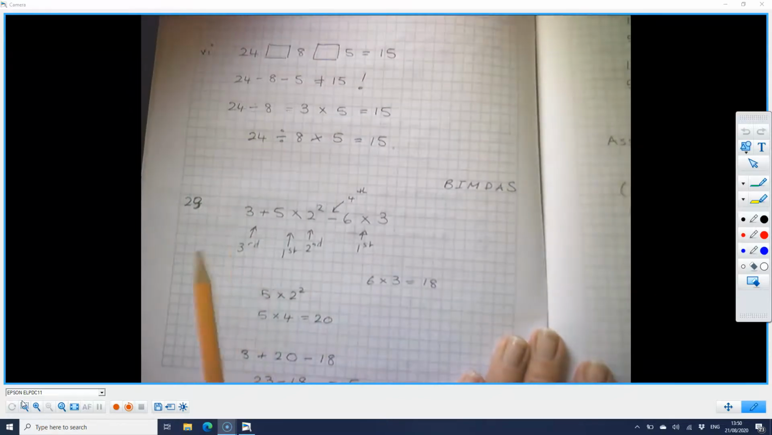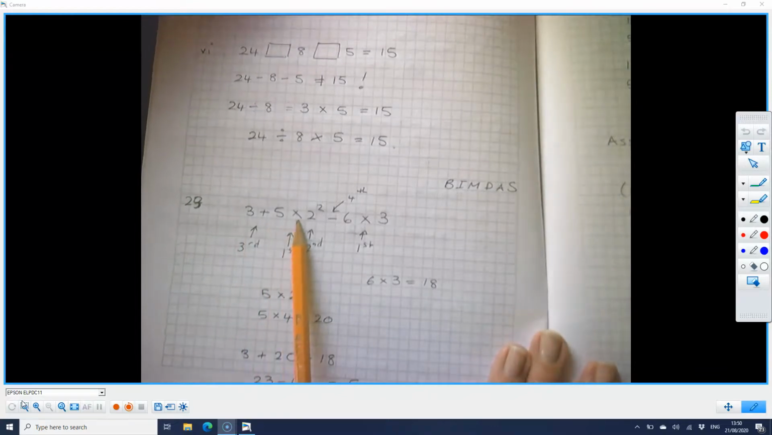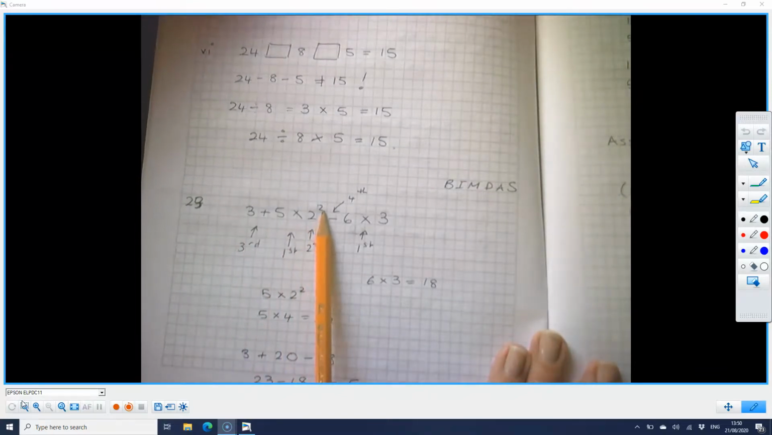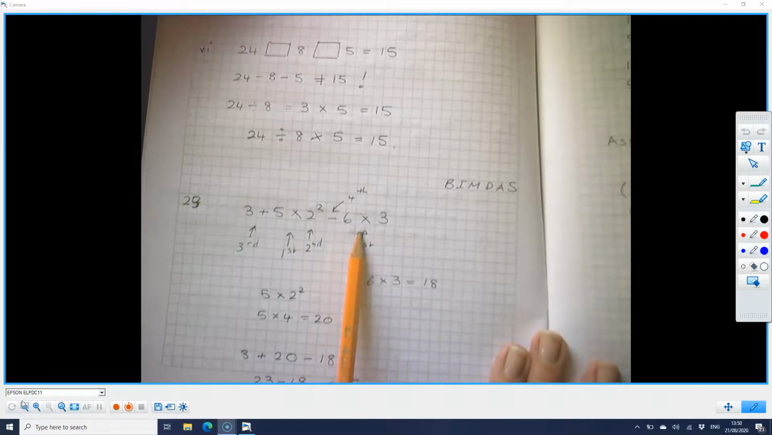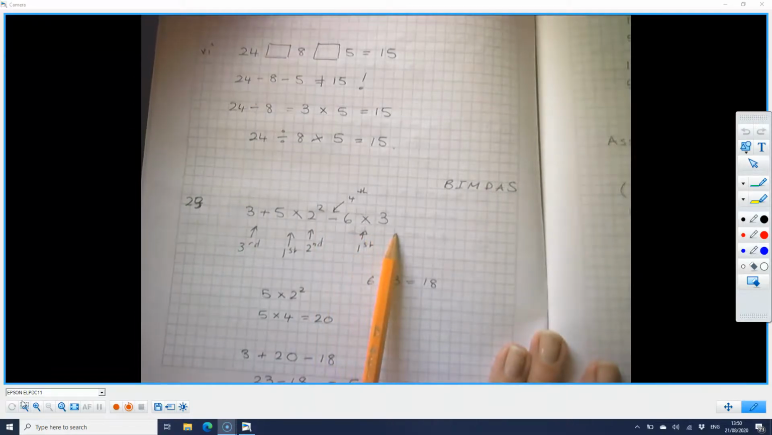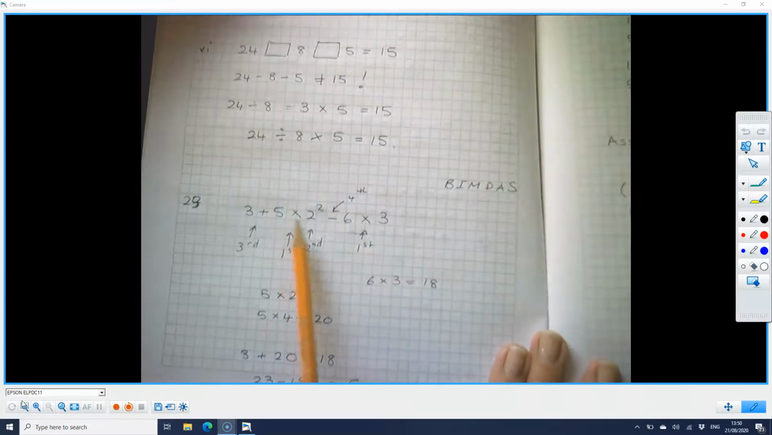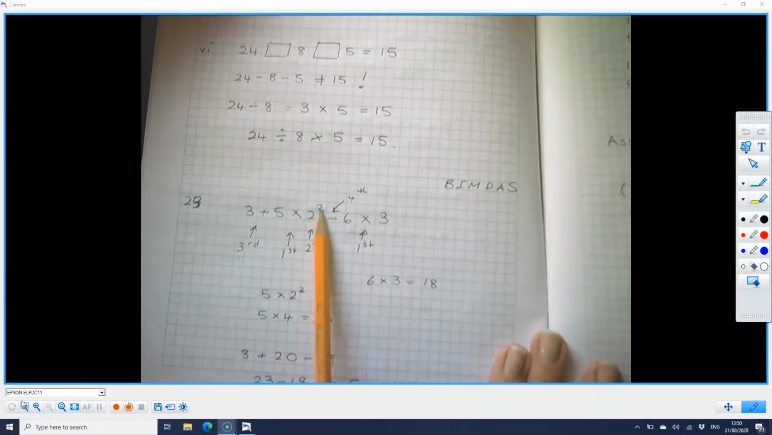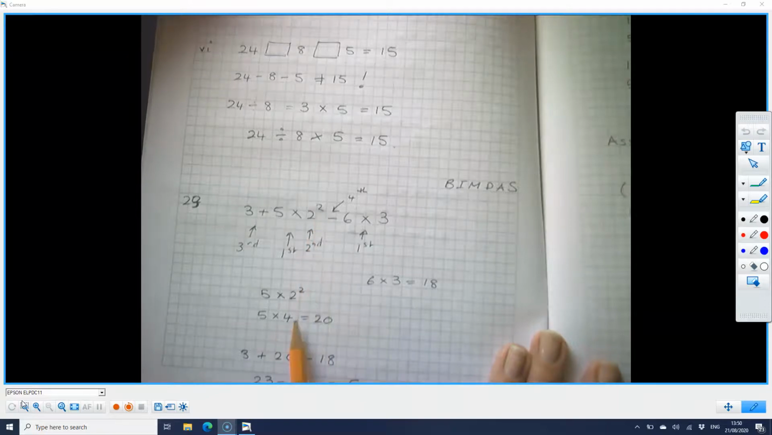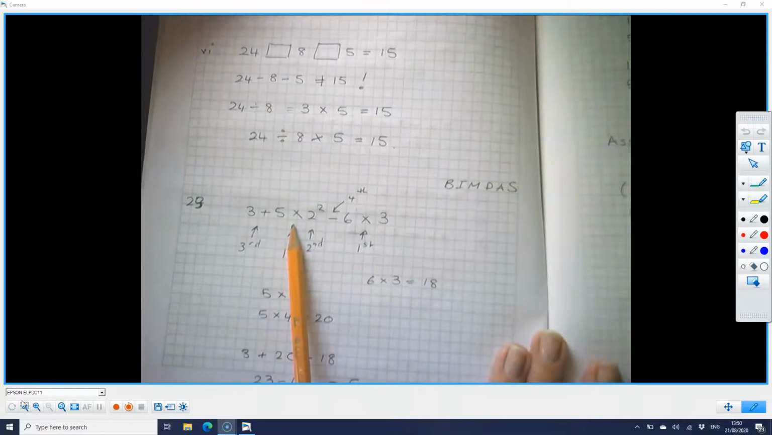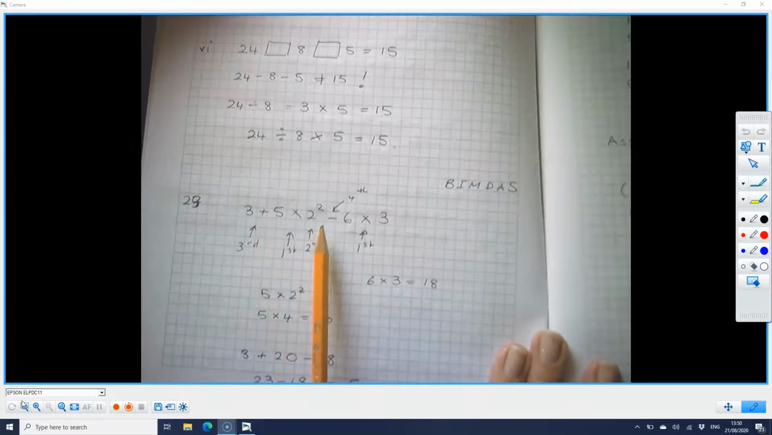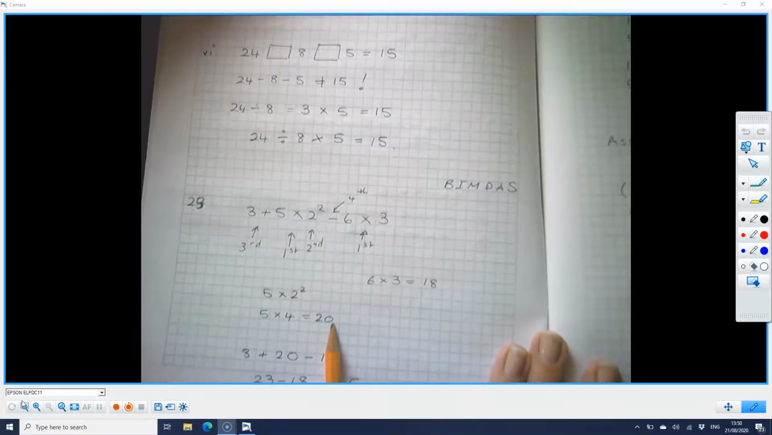Another one says 3 plus 5 times 5 squared minus 6 times 3. All right, so you go BIMDAS, so brackets, powers, so your indices. So 2 to the power of 2 means 2 times 2, so you do that bit first. 2 times 2 gives you 4. Then you go to the multiply sign, so 5 times 4 gives you 20.